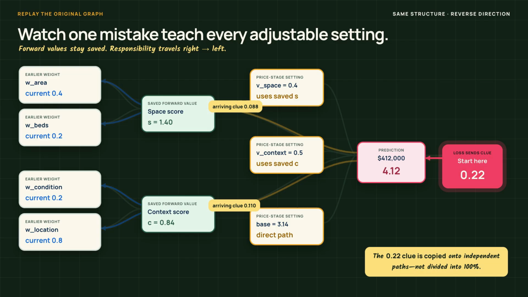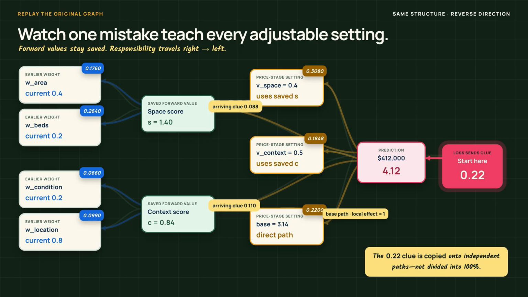At the same time, the saved forward values assign responsibility to the two prediction stage multipliers, while the base receives the prediction clue directly. Watch the 7 gradient values land on the 7 adjustable settings. One mistake has now taught every weight, not through one global guess, but through a sequence of small local relationships.